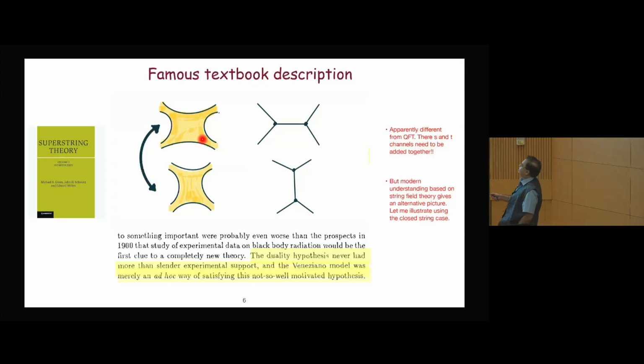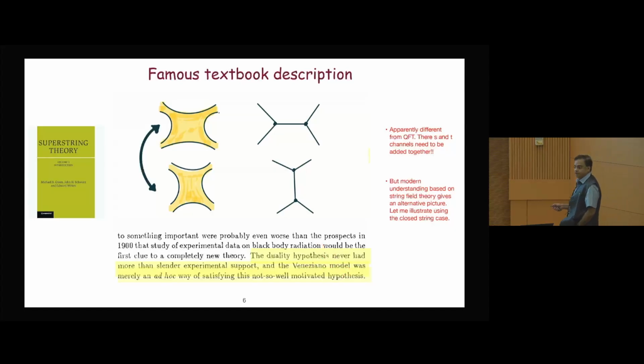Anyway, if you read the introductory chapter, they talk about this dual resonance hypothesis where you don't sum over channels like you do in quantum field theory, but one diagram is enough. And in fact, if you read the introductory chapter very carefully, there is a very interesting line: the duality hypothesis never had more than a slender experimental support, and the Veneziano model was merely an ad hoc way of satisfying this not so well motivated hypothesis.